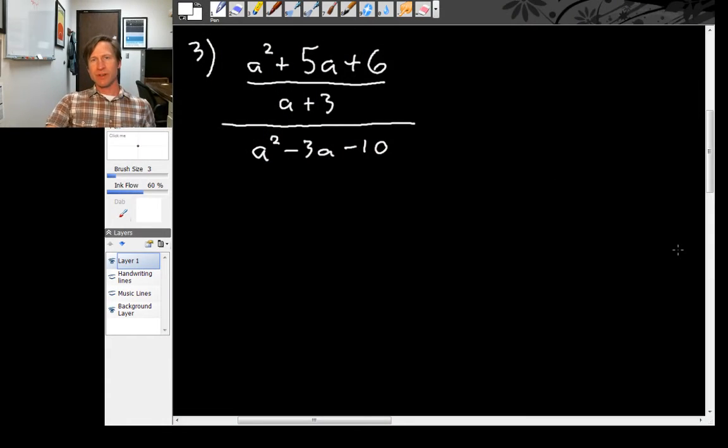Hi everybody, here are a couple more problems from that practice test that some people had questions about. So here's number 3, sort of a big rational expression that we need to simplify. This one is a rational expression divided by another rational expression.